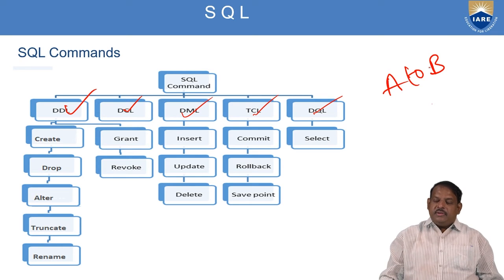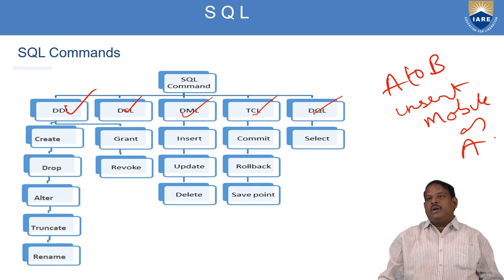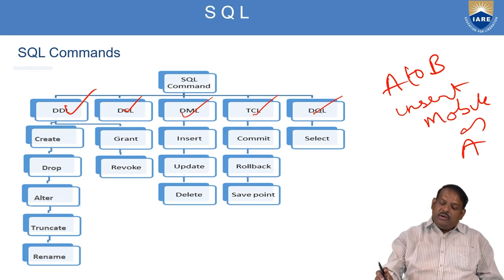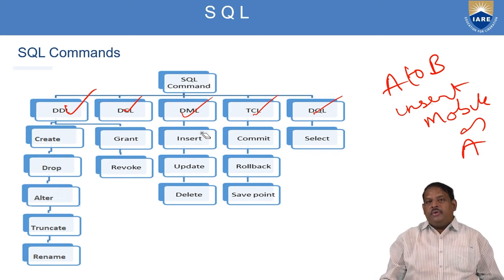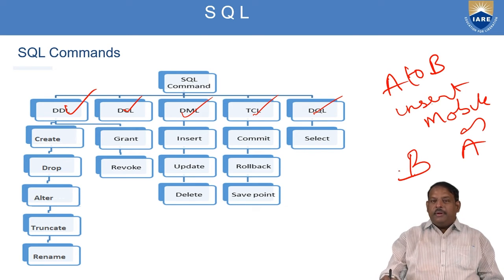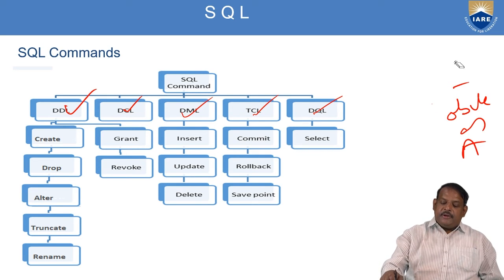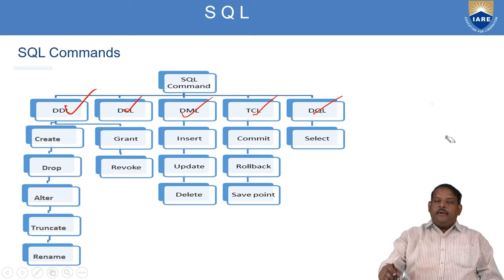So initially I inserted the mobile number as A. Now, after a few days, the student comes and tells me that my phone number has been changed. So what I will do is go to the record where this is stored and make it B. This operation is called the update operation.